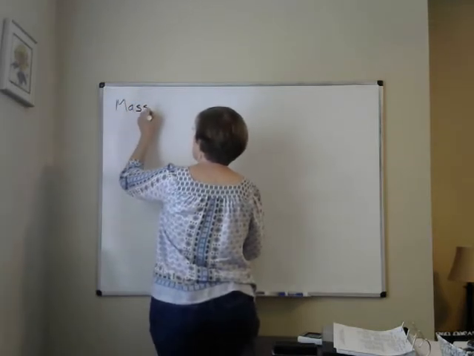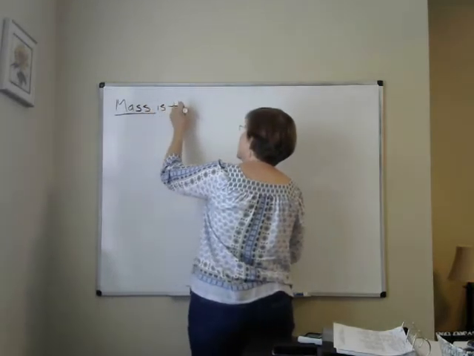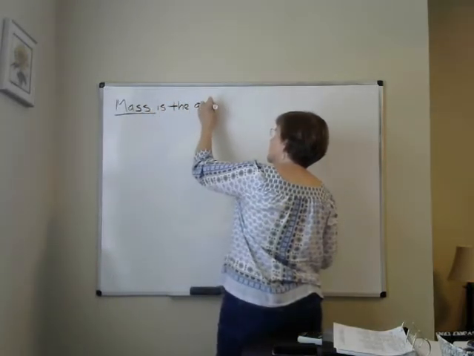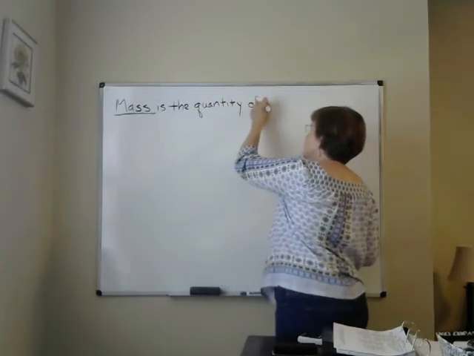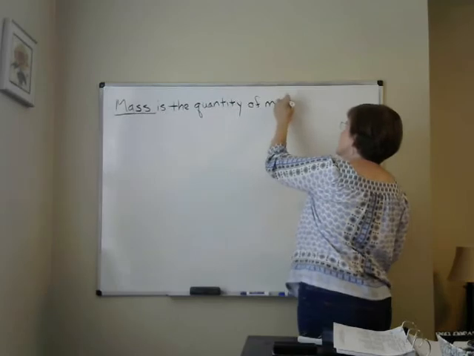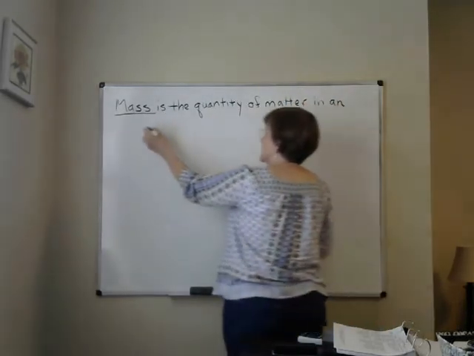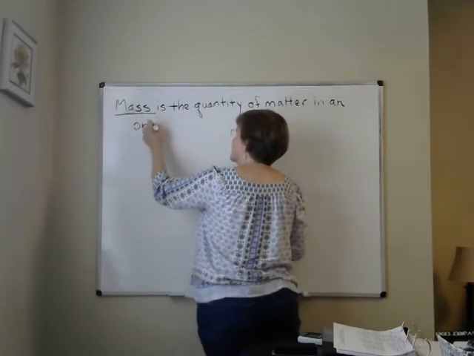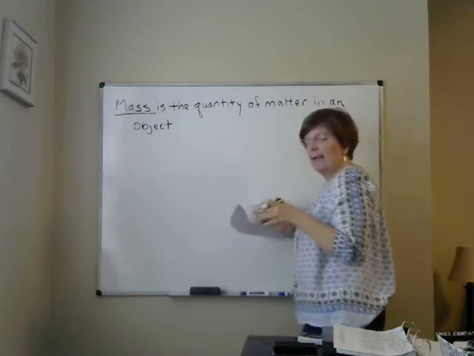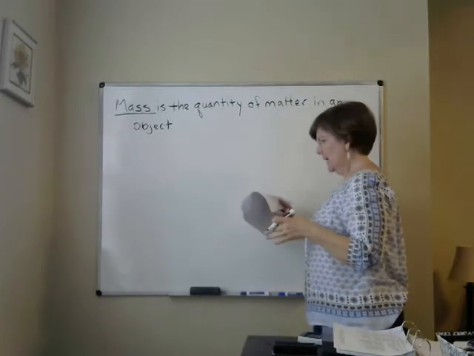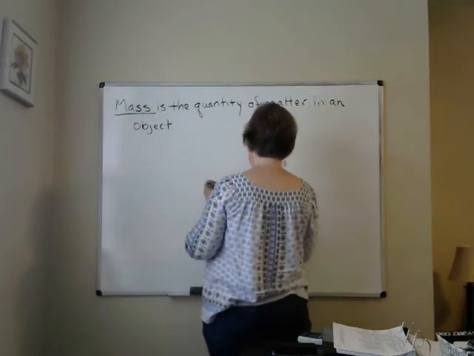Mass is the quantity of matter in an object. It's how much stuff makes that object up. It's also a measure of its inertia.